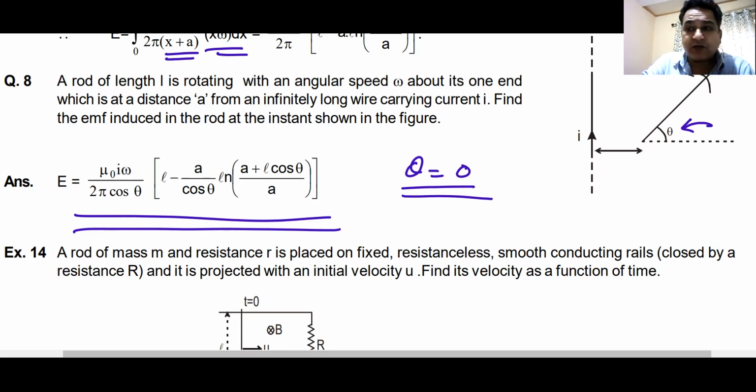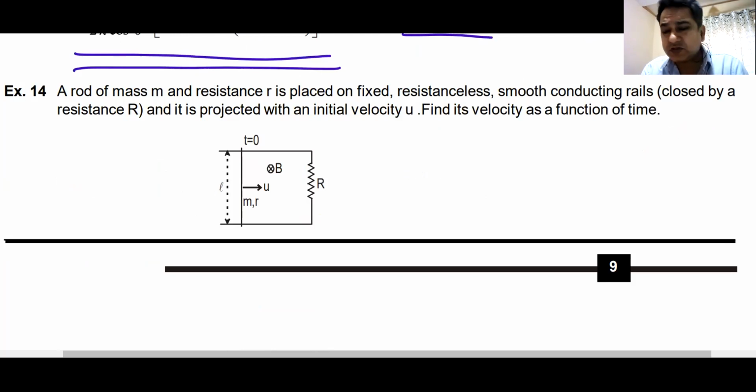Now the next category of questions here. Remember, most of the questions in EMI are from this. Then there is the other category where you have induced electric field. The number of questions there are very limited. Most of the questions that we see in this chapter are from this part, and hence we are giving so much attention to this part.